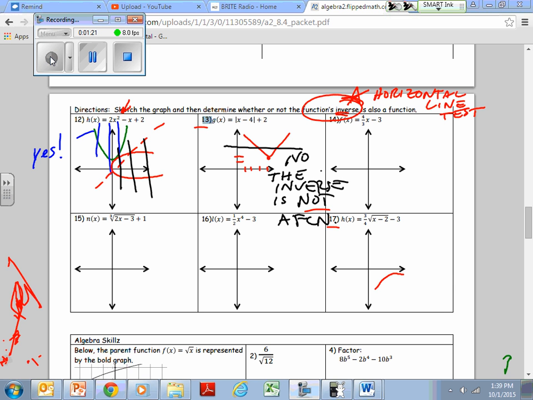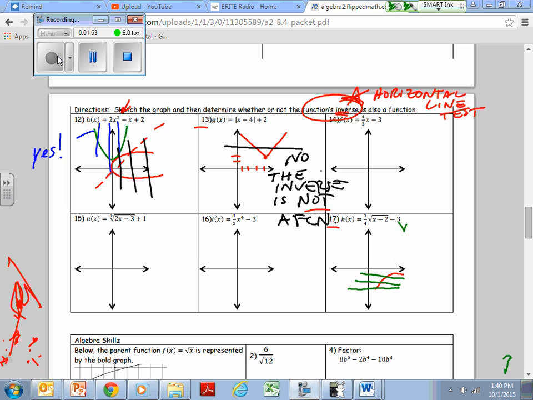We use a vertical line test right over here to show that the inverse of V is not a function. I'm going to do it again over there with this little guy down. Oh, no, let me let you try it. Do me a favor. On number 17, use the horizontal line test to determine if the inverse of this red line or of that graph is a function.